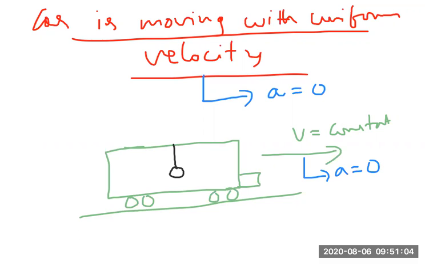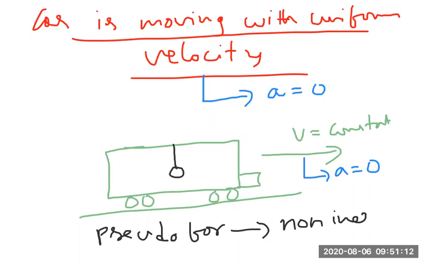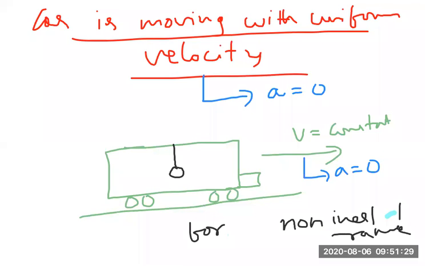We discuss the pseudo force only in non-inertial frames. Non-inertial frames means accelerated frames. So we have inertial and non-inertial frames. Is the car accelerating? No, no acceleration. That means we have to say it has acceleration 0. Acceleration 0 means no pseudo force.